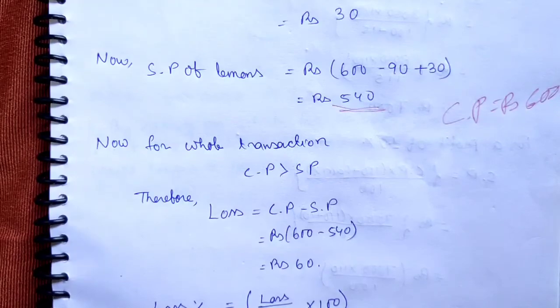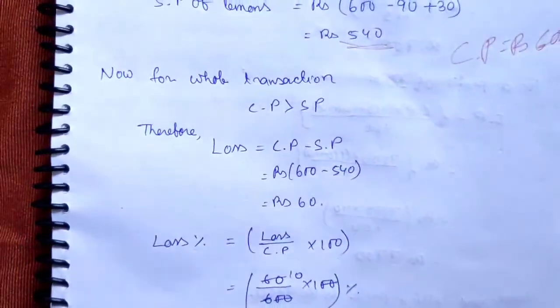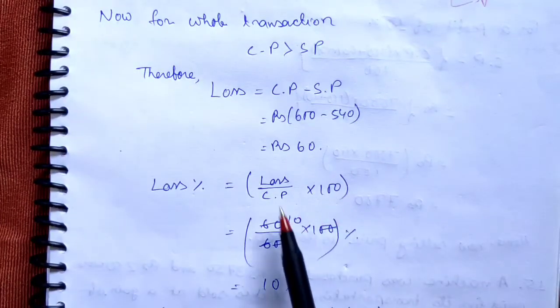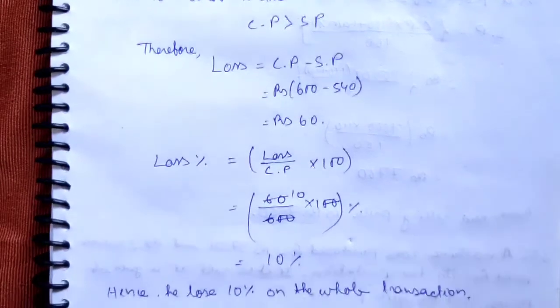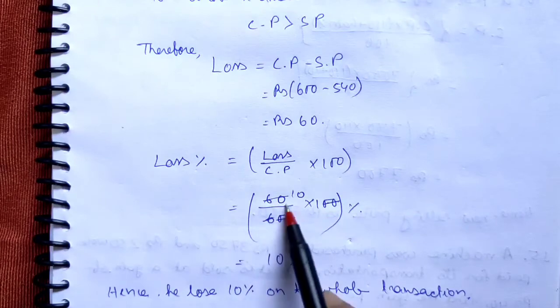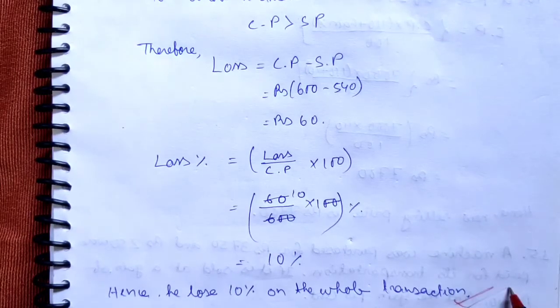Okay, so now we have to find out the loss percent. Clear? So loss percent is loss by CP into 100. So loss is 60, CP is what? 600 into 100. So the double zeros cancel, then 60 divided by 6 is how much? 10. So 10%. Hence he lost 10% in the whole transaction. I hope up to this is clear.